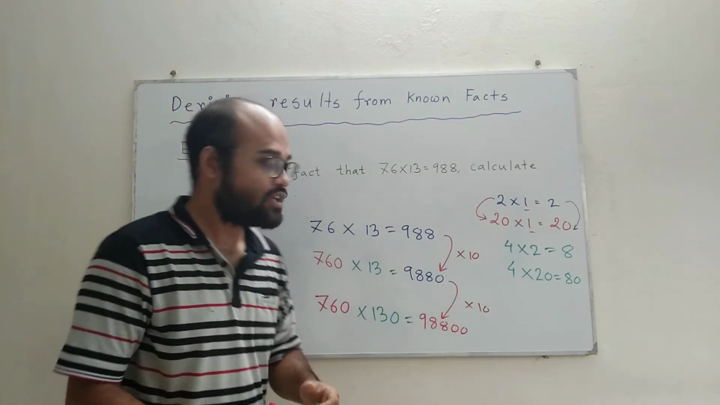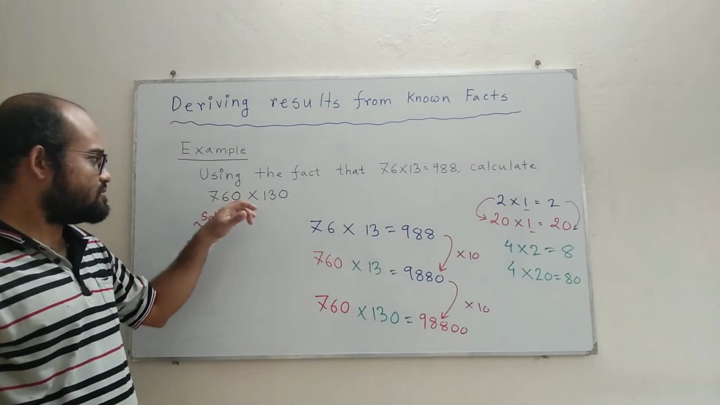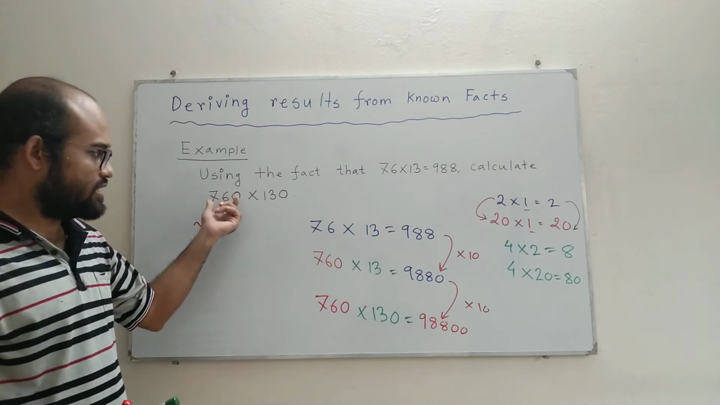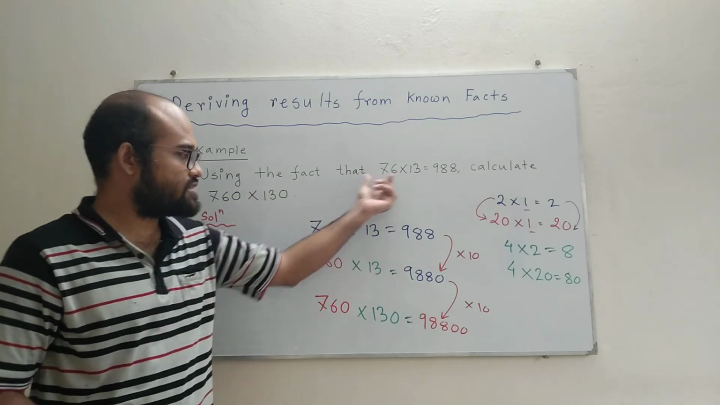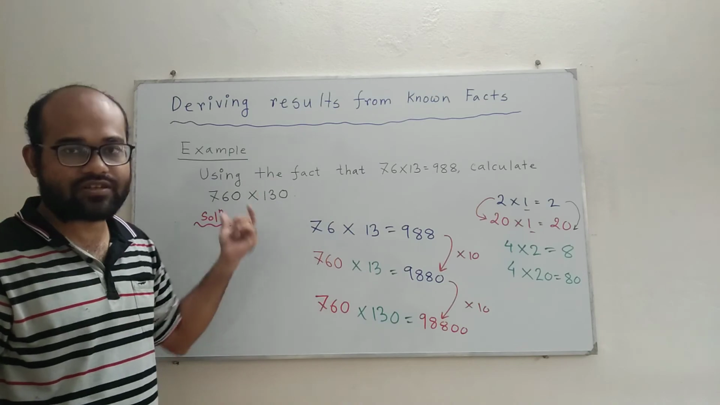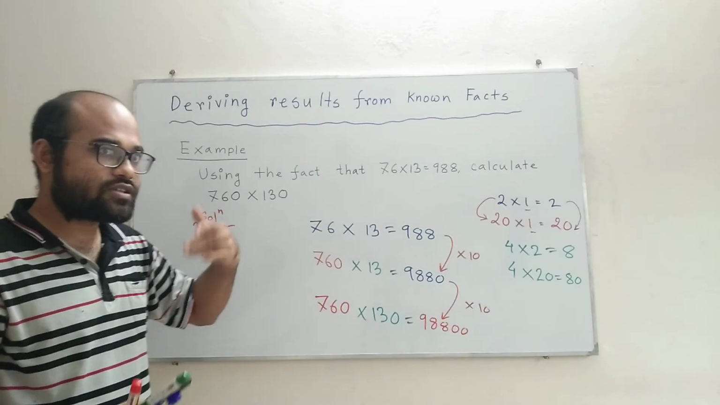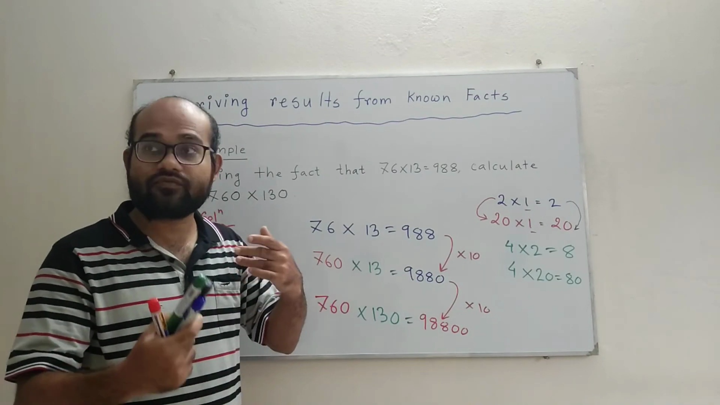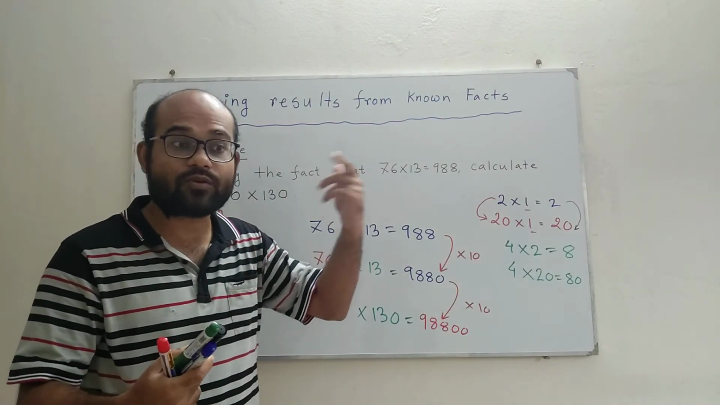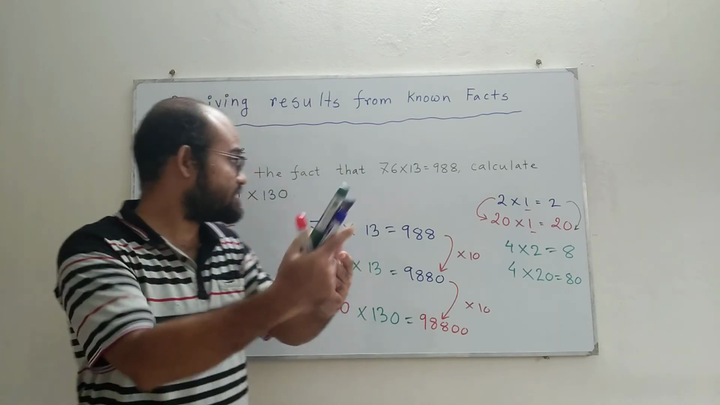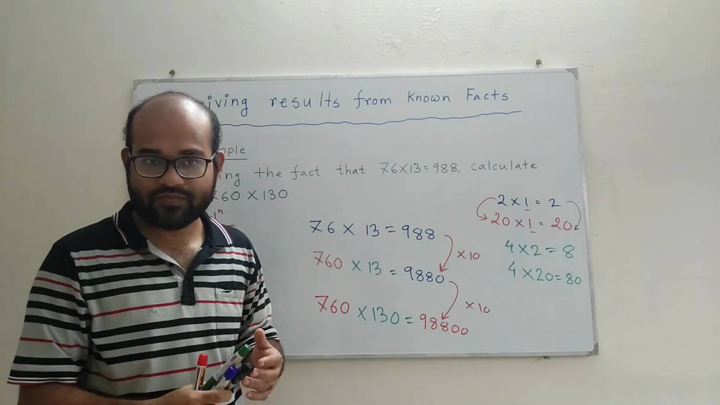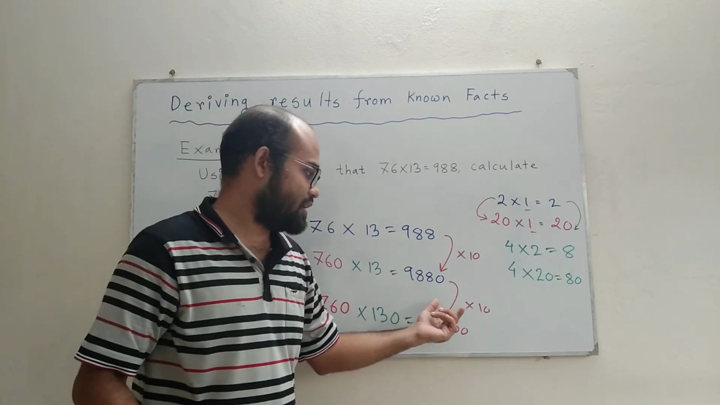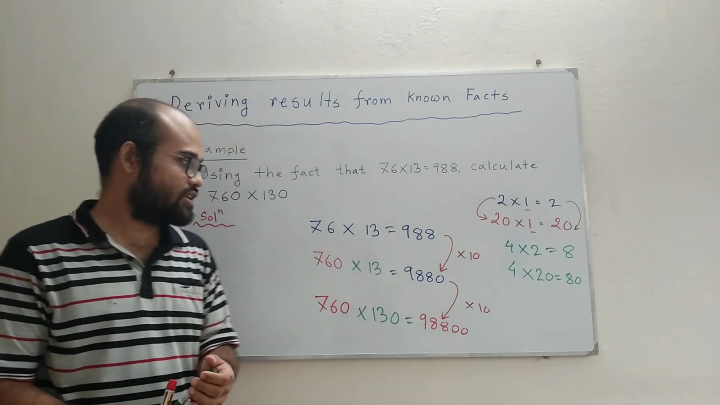100 times. Similarly, if I had say 2 zeros here and 2 zeros here, this means that I have increased 76 by 100 times and 13 also 100 times. So, what changes would have taken place in the product? I would have to increase the product by how many times? 100 times 100, that is 10,000 times. So, I think we have reached the end of the journey.